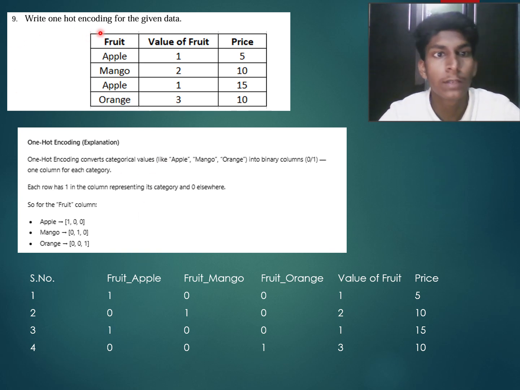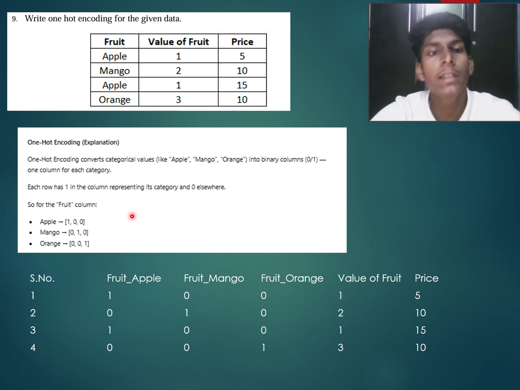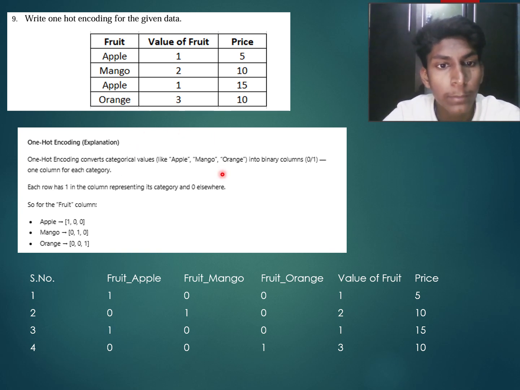Write one hot encoding for the given data. We have been given data and we have to write one hot encoding. So now let's start. One hot encoding. One hot encoding converts categorical values like apple, mango, orange into binary columns 0/1, one column for each category. Each row has one in the column representing its category and zero elsewhere.